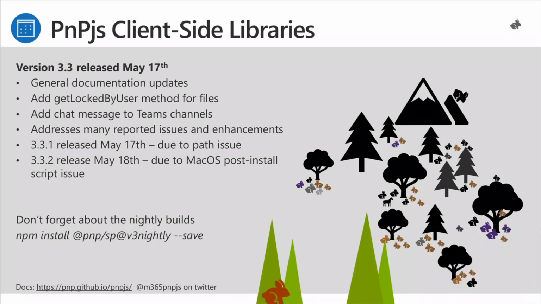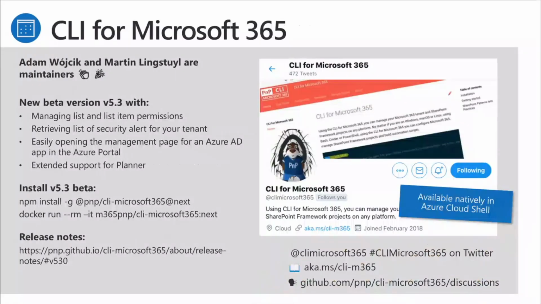And now we'll move on into CLI for Microsoft 365. Great updates from Adam and Martin, our new maintainers of the CLI, who I believe have just been added to the team. So excited to see them join in. We got a new beta version 5.3 out with managing lists and list item permissions, retrieving a list of security alerts for your tenant, easily opening the management page for an Azure AD app, and extending support for Planner. And you can always install that 5.3 beta with the commands you see there.